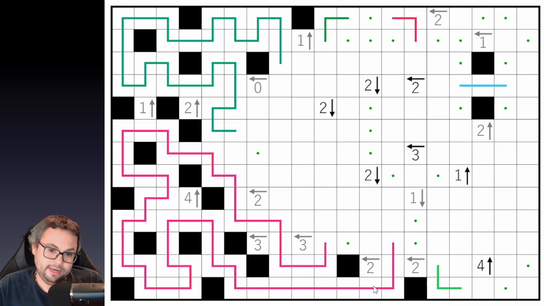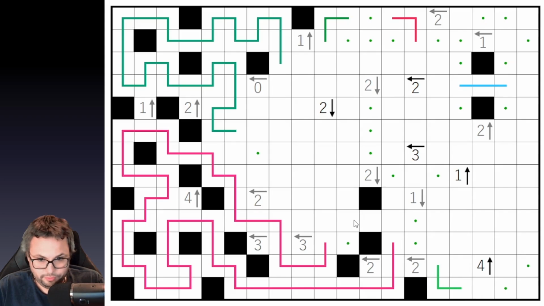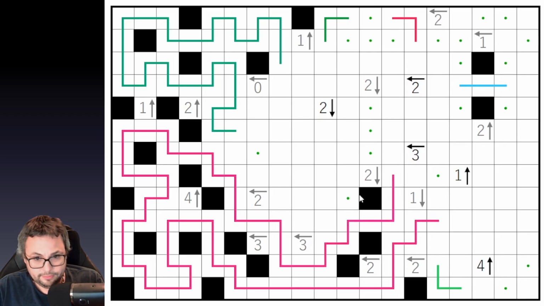Now the two down here now has to be those two. So we know that goes through the middle. This is now a corridor. So that's a corner, and that's a corner again. This is certainly a corner. That's a corner.